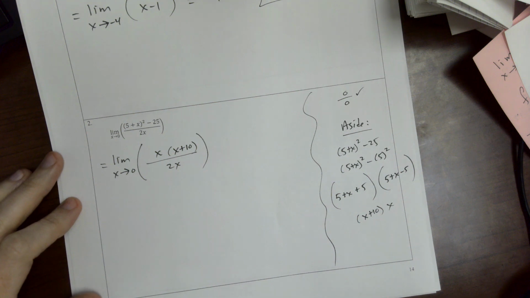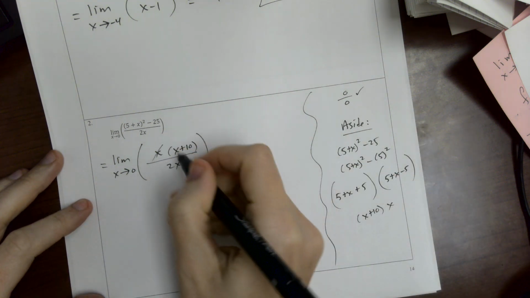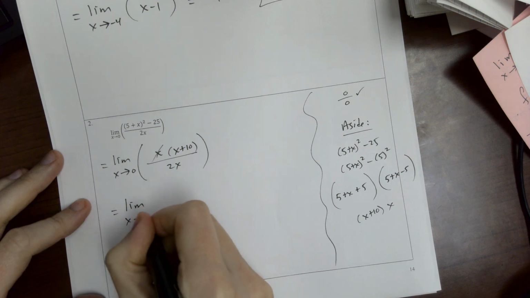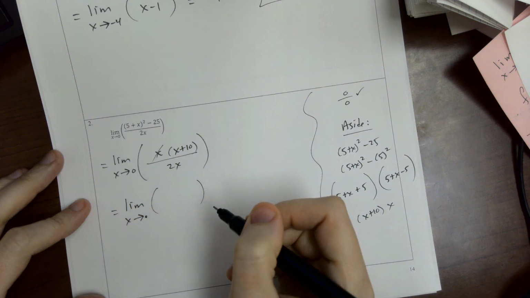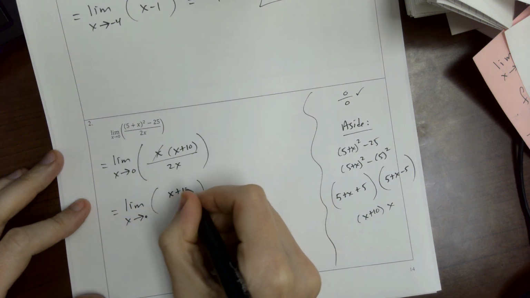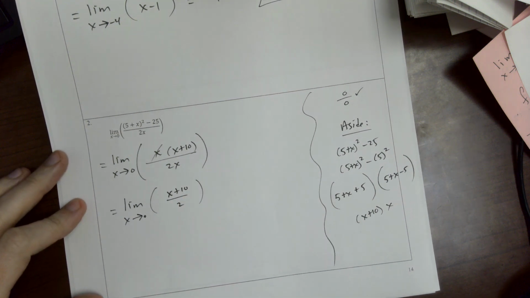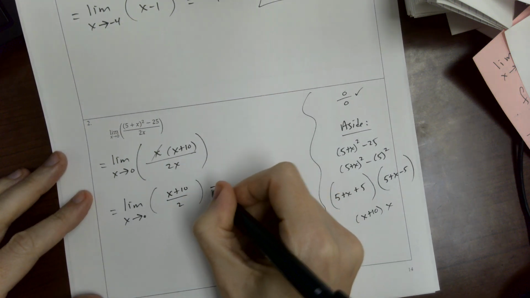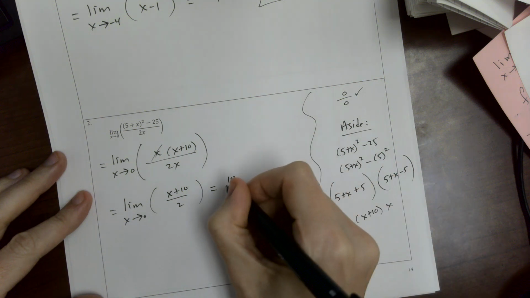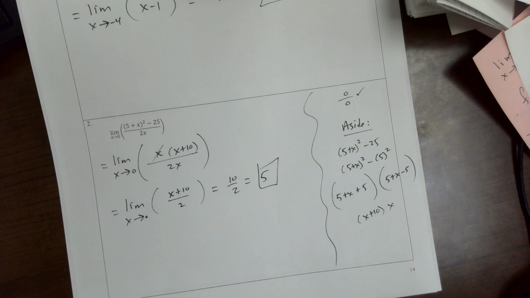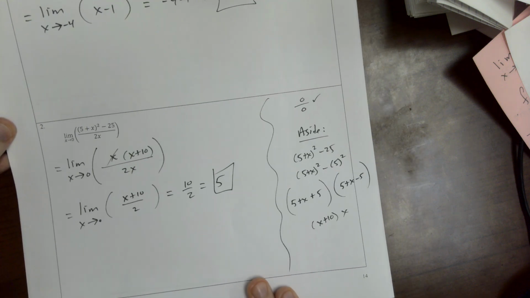Okay, and then these are canceling. Limit as x approaches 0. So this is (x plus 10) over 2. All right, and now we can direct substitute. So that's 10 over 2, which is 5. Okay.